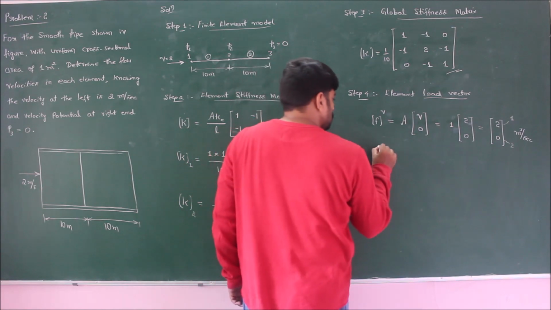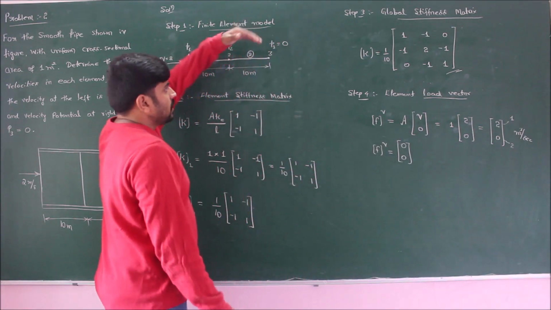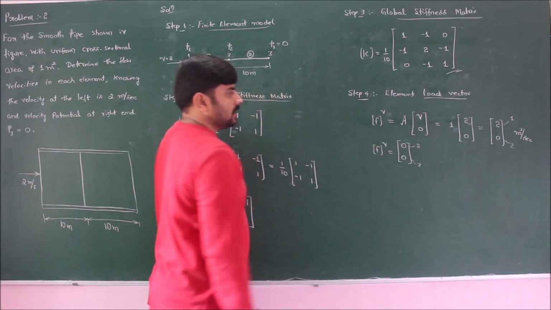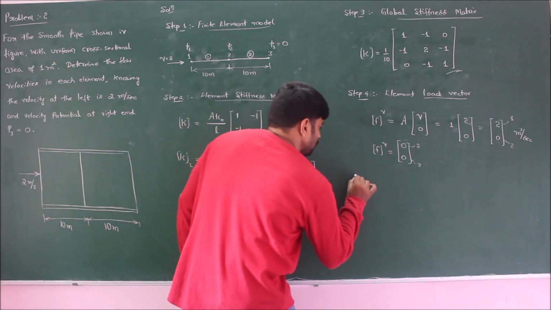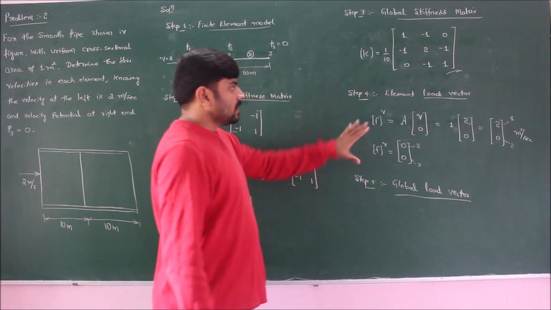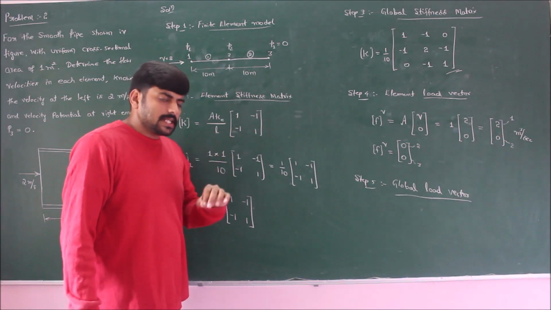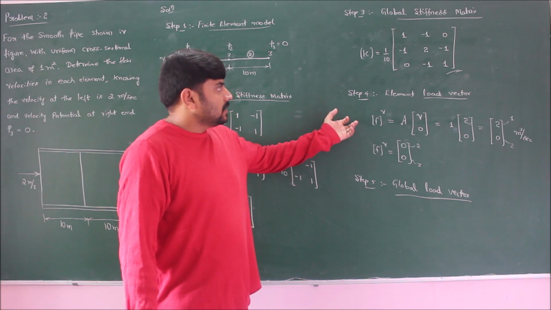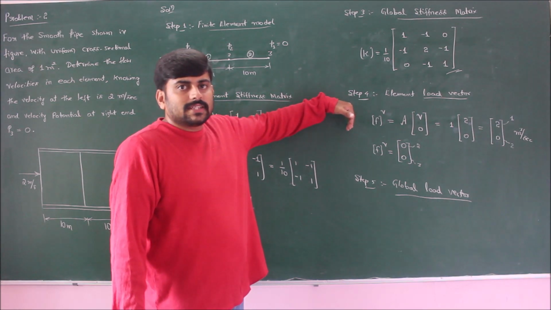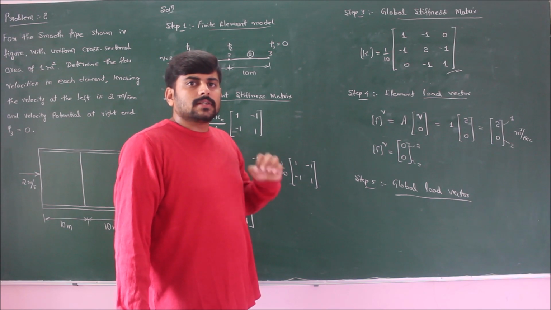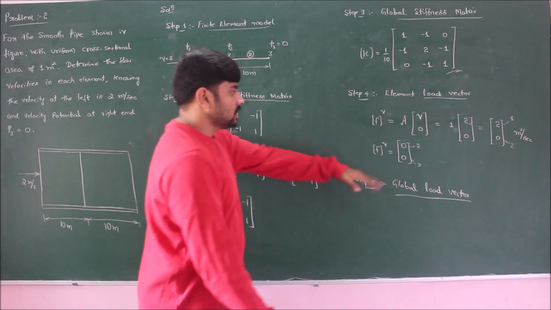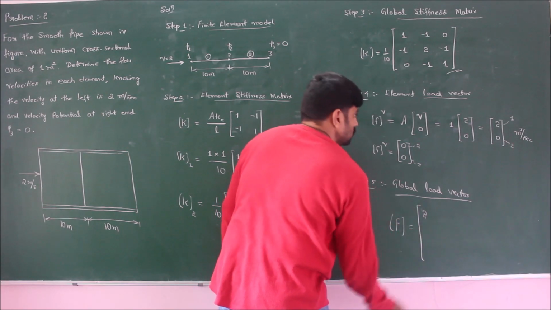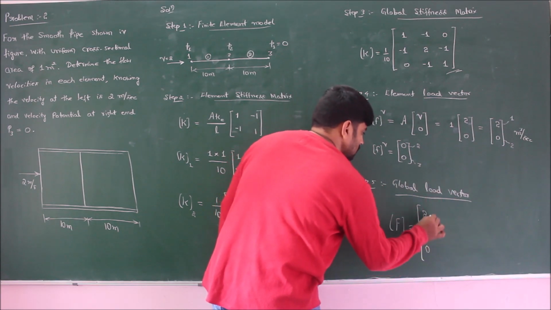Coming to element 2, we don't have any velocities moving out or coming into the element, so the values are set to zeros, at node number 2 and node number 3. Now moving on to step 5, to find the global load vector. Also, if you clearly observe, there is no internal volumetric flow rate generation inside the pipe. So the second element load vector, that is internal volumetric flow rate, is also 0. So the global load vector F is equal to, at node 1 we have value 2, at node 2 it is 0, at node 3 also it is 0.